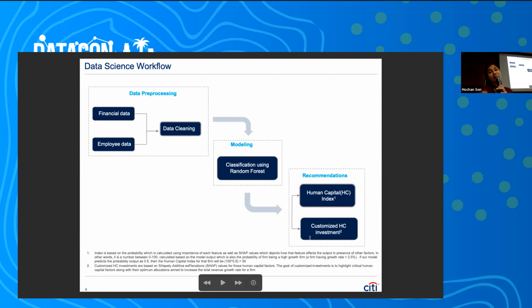The second is customized human capital investment. I'll talk more about this in the later part of the presentation, but basically what we are trying to answer is: if a company needs to change its workforce allocations, what employees should it be hiring? It won't be the same for every organization, as every organization has different needs. What skill sets should they focus on? What are the important human capital factors for their organization? And in which factors do they need some help? Maybe they need to train their employees or hire new employees in that domain.